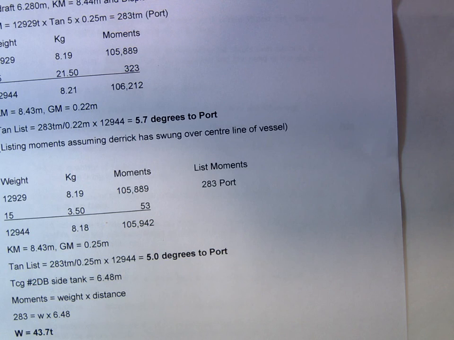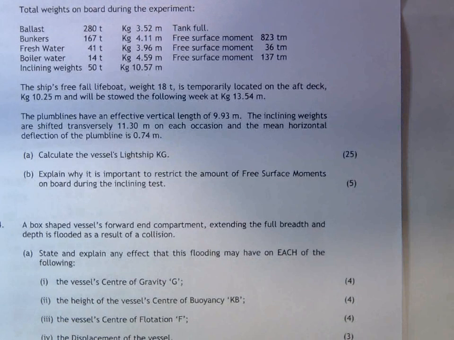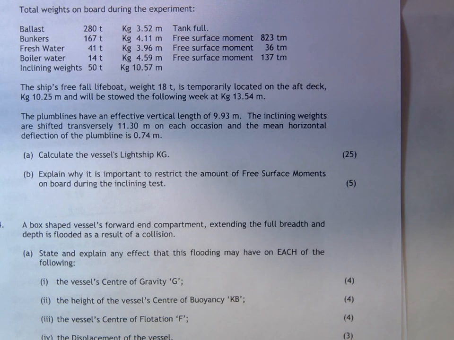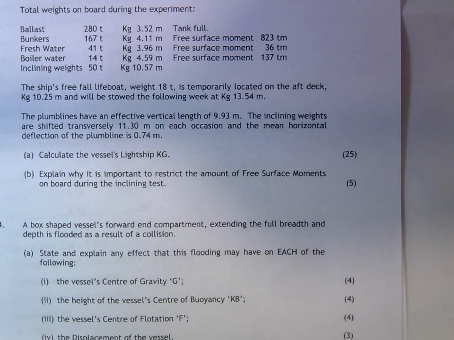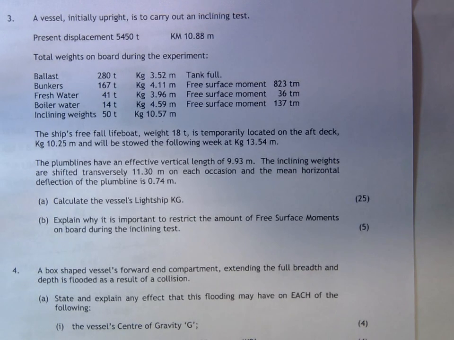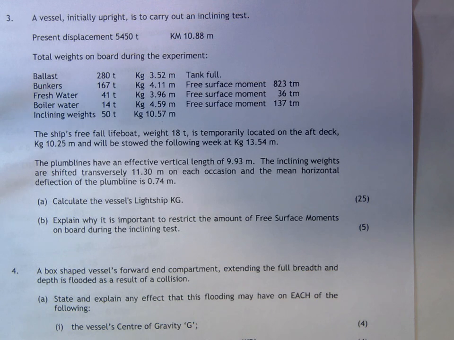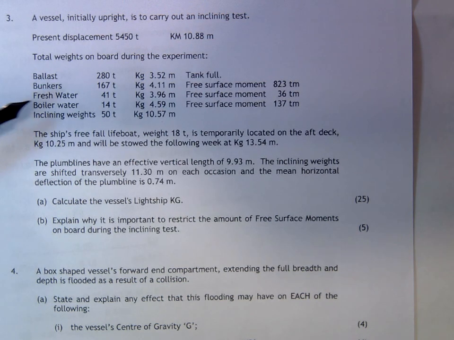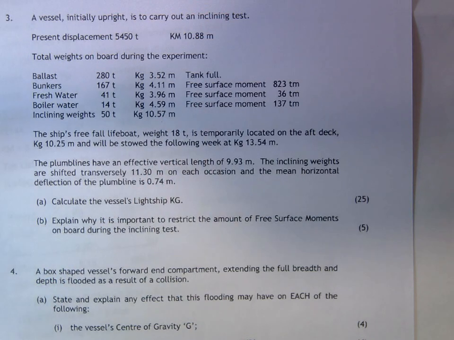Now we'll have a quick look at question 3. And this is an inclining experiment, and we're given all the usual information. So what you have to remember, of course, with this is that the boiler water is part of the vessel. So the boiler water and the free surface moments of the boiler water have to be crossed out and not be involved in the problem.